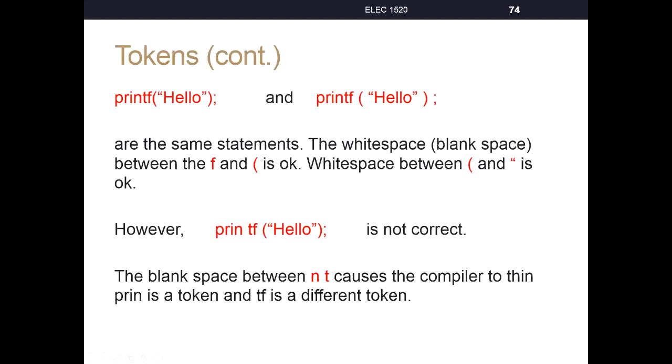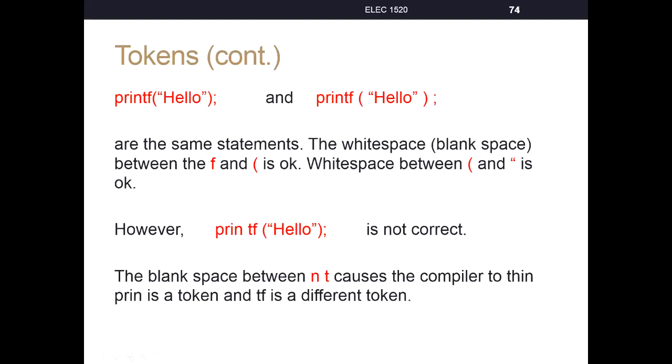So let's look here at this printf. We still have the same number of tokens even though the string literal is smaller. And here, when we have white space between the printf and this parenthesis, that's okay. The compiler knows it. So each of these statements are the same. They have the same number of tokens.